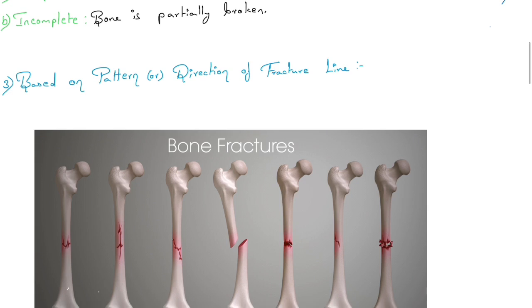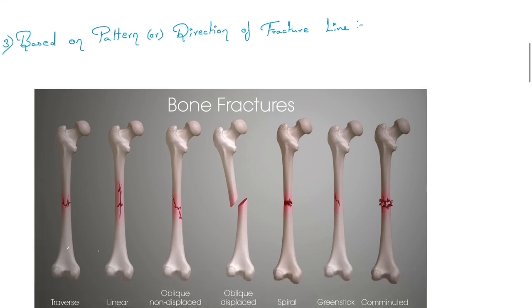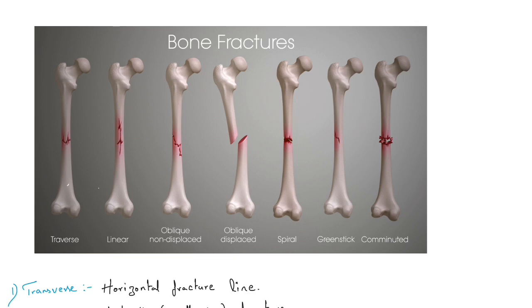The third classification is based on the pattern or direction of the fracture lines. If any fracture happens, we have to know the type of fracture. If you know the types of fractures, we can do the surgical management, and if you are applying a cast, whether posterior, anterior, lateral or medial, we can understand where to apply it. So that's why first we discuss bone fractures. In total, how many types of bone fractures do we have? Total 9 types of bone fractures.